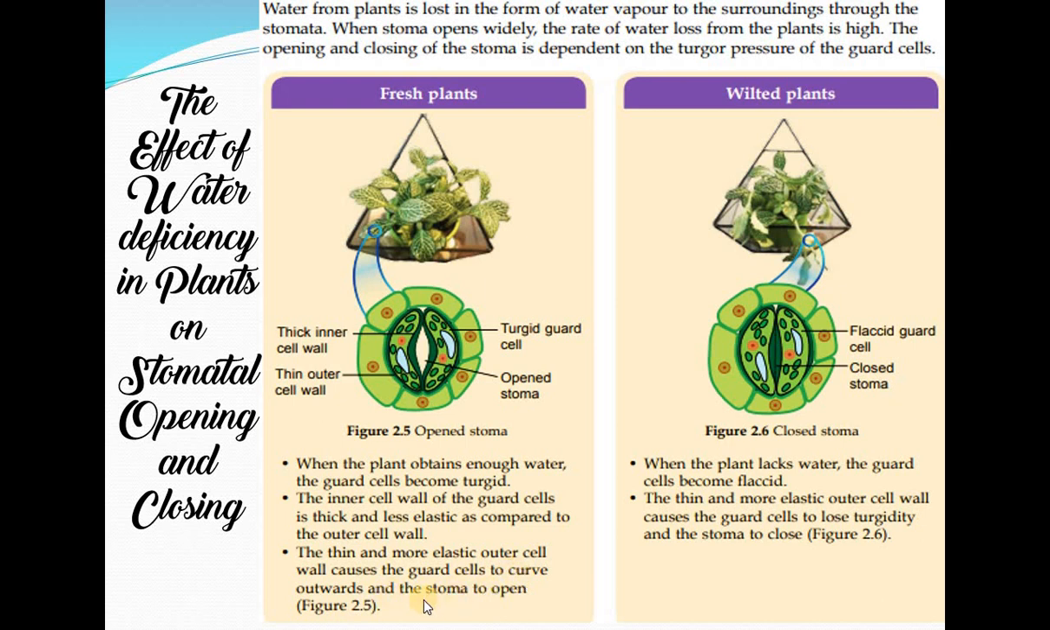to open. Take a look at this guard cell. This is the guard cell, this is the stoma. The guard cell consists of two layers of cell wall. This is the inner cell wall, which is thick and less elastic, and this one is the outer cell wall. The outer cell wall is thin and more elastic.